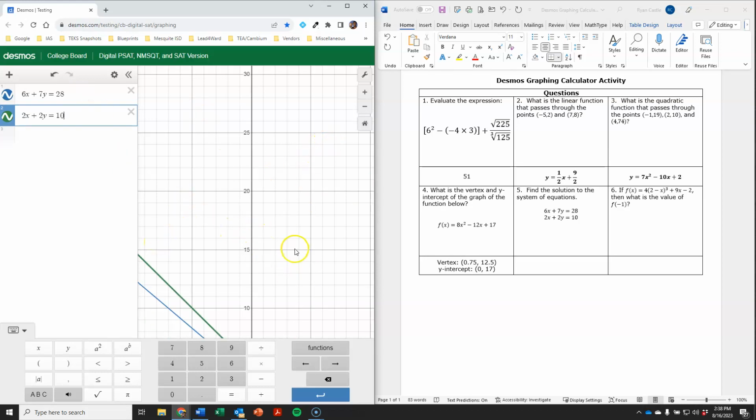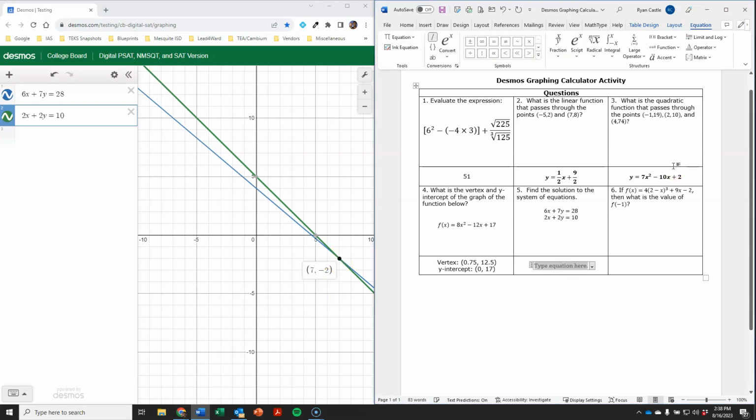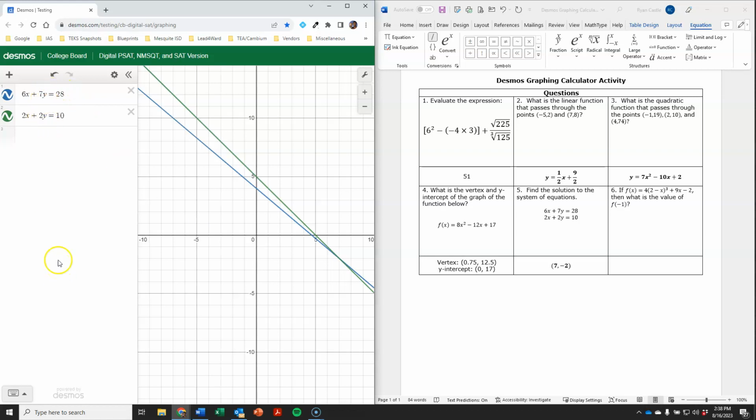So again, I can't see it on my screen. I could go back to the default zoom and look at it. There it is right there. That is the solution point for this system of equations. And so 7 and -2 will be the answer. Notice how easy that is. Students do not even have to solve for y in order to get the answer.